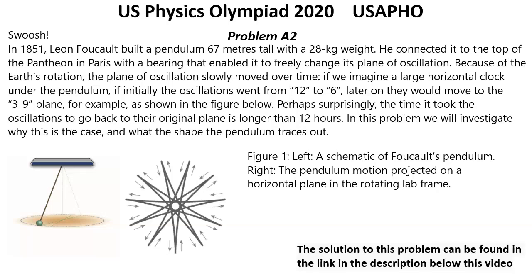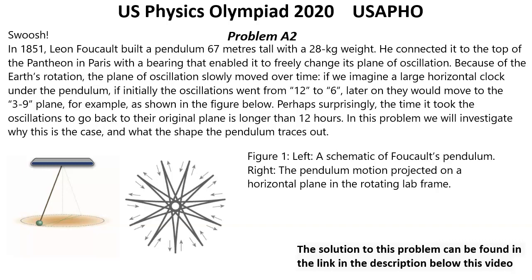US Physics Olympiad, year 2020, USAPhO, final round. Problem A2. In 1851, Léon Foucault built a pendulum 67 meters tall with a 28 kilogram weight.